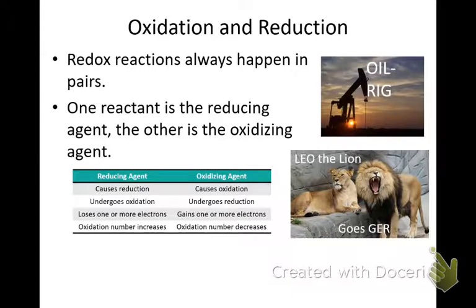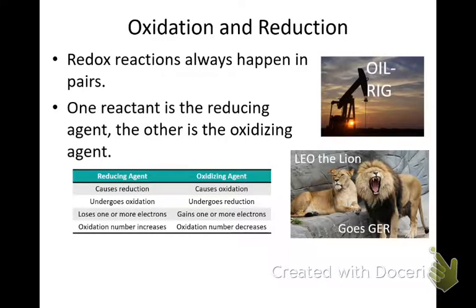You can remember that using a couple of acronyms. I went to college in Oklahoma in oil country, so I remember OIL RIG: oxidation is loss, reduction is gain. Maybe in high school you remember something about a lion. Leo the lion goes grr: losing electrons is oxidation, gaining electrons is reduction.